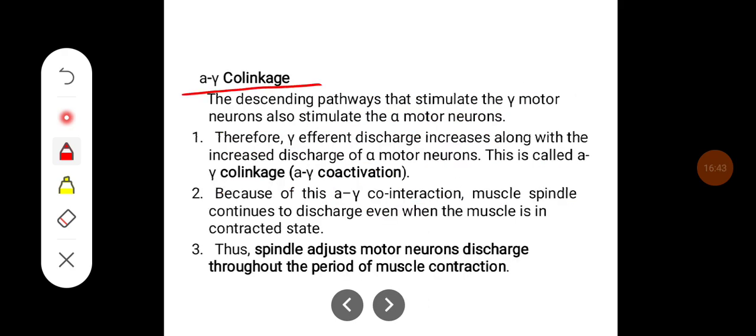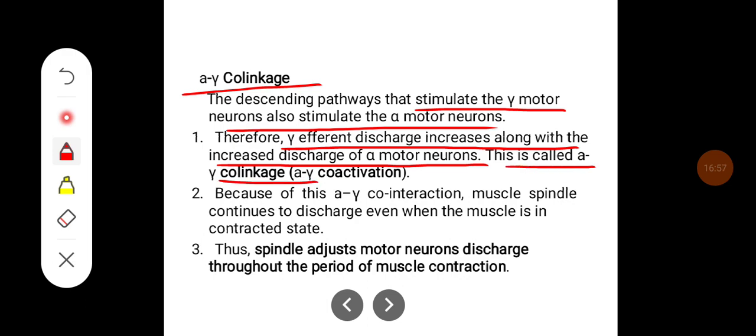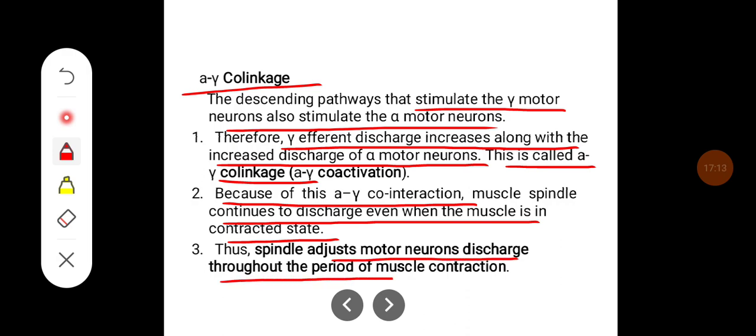Alpha and gamma co-linkage. The descending pathways that stimulate the gamma motor neurons also stimulate alpha motor neurons. Therefore, gamma efferent discharge increases along with the increased discharge of alpha motor neurons, and this is called alpha gamma co-linkage, that is alpha gamma co-activation. Because of this alpha gamma co-activation, the muscle spindle continues to discharge even when the muscle is in contracted state. Thus, spindle adjusts the motor neuron discharge throughout the period of the muscle contraction.